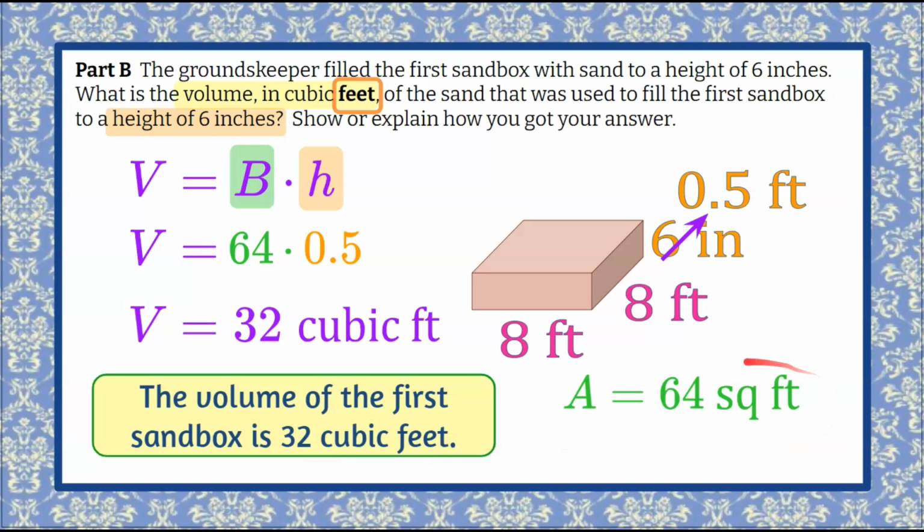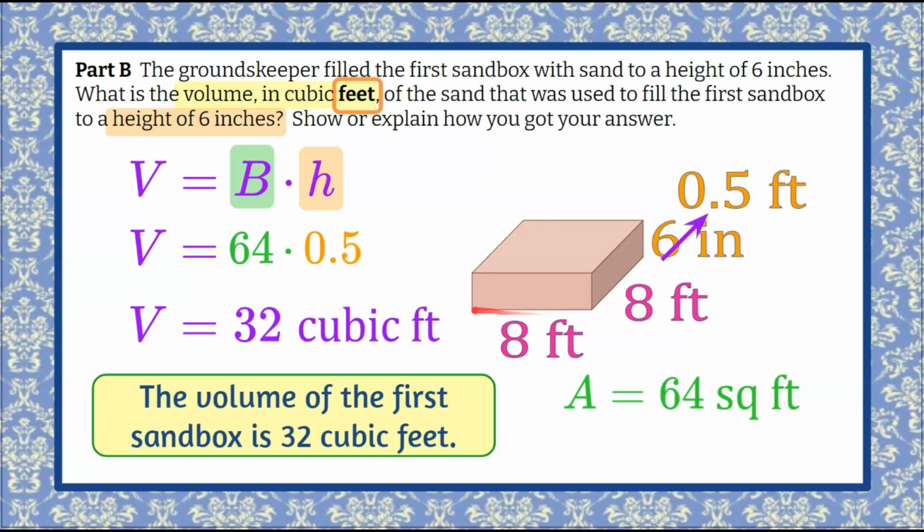So our area was square feet. Our volume is cubic feet. Area is one linear measurement times the other, so 2, and our volume is base, length, or base and height, length, width, height.